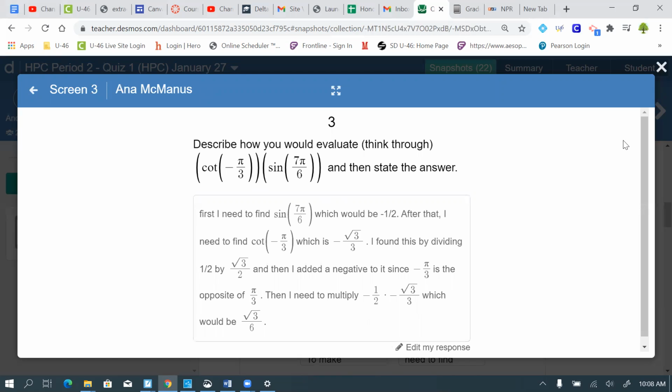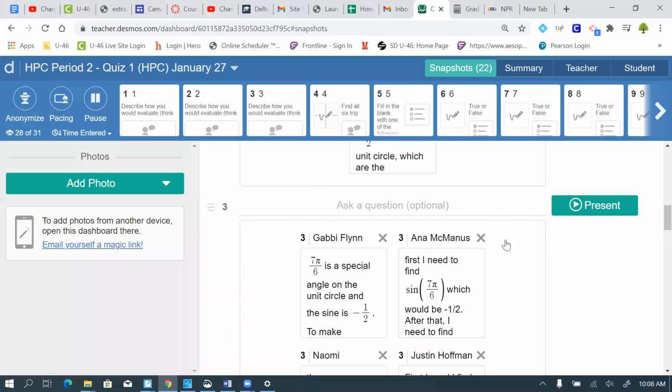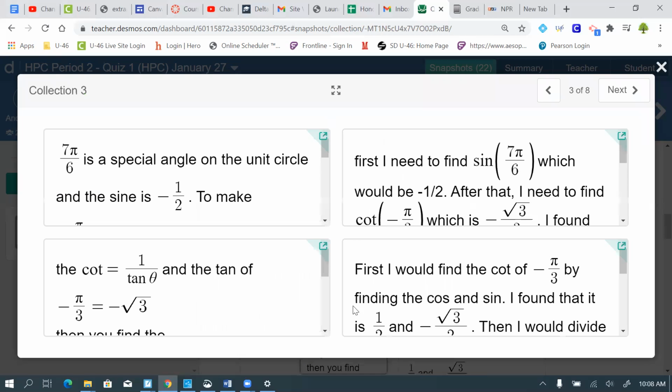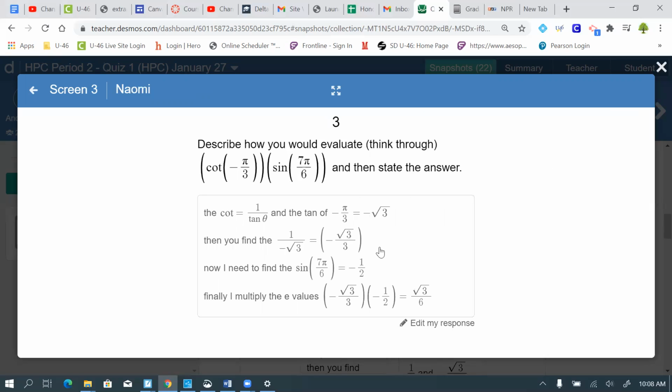Another one was Miss Anna. Great. This is a very similar explanation. Naomi, noticing that the cotangent of theta is 1 over tangent of theta. Well, the tangent of -pi over 3 is this. So the cotangent is 1 over this, which is what she wrote right here, which is the same thing as this. She knows sine. This looks like a student who knows her unit circle. You multiply these two numbers, you get this.